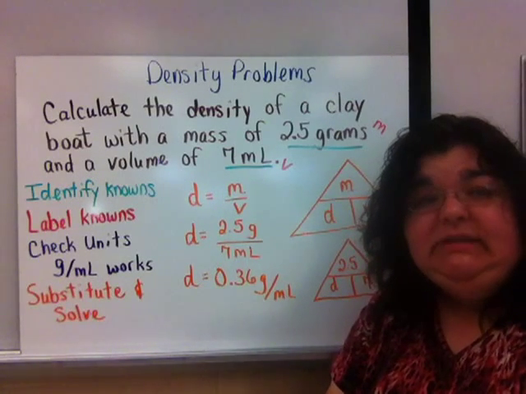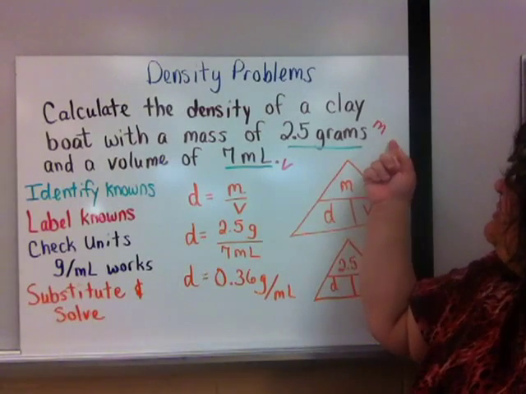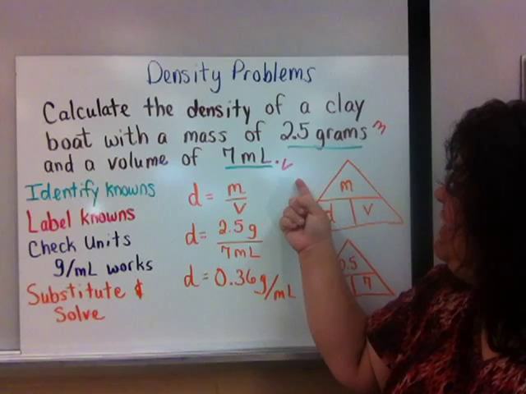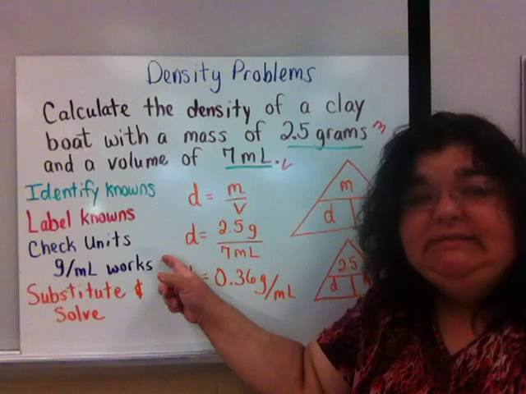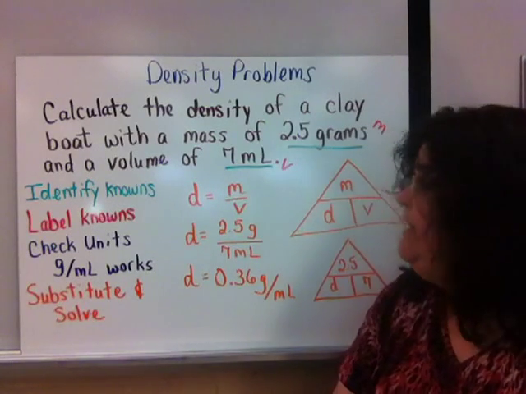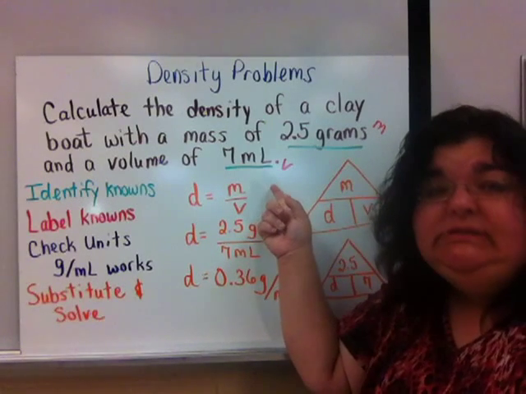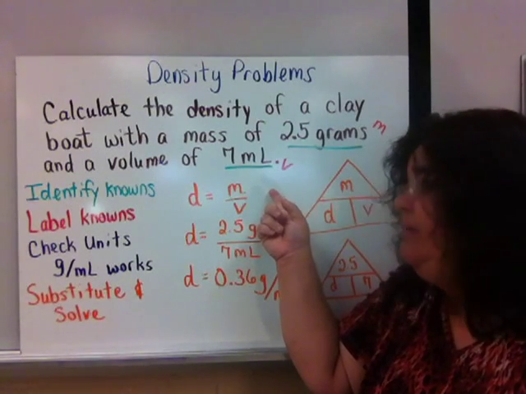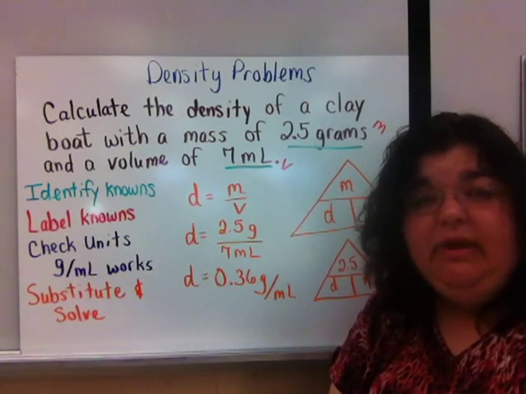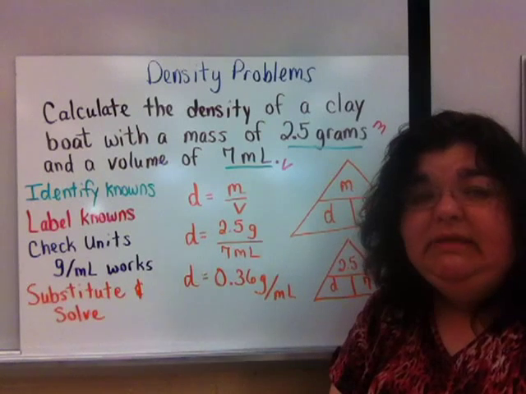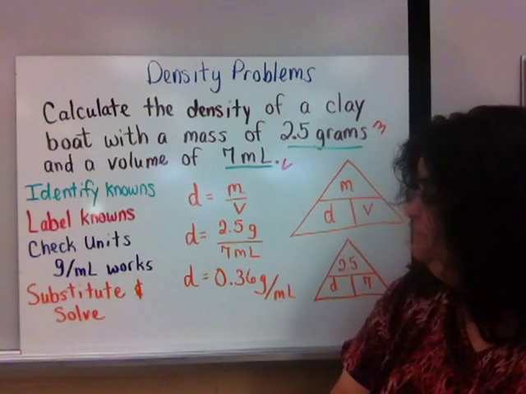My second step is to label those knowns. What do they measure? Well, grams measures mass and milliliters measures volume. My third step is to check my units to see if I have anything I need to fix. Well, grams is a small measurement of mass and milliliters is a small measurement of liquid volume, so those two work together. If one had been kilograms and the other had been milliliters, I would need to change one of those so it would match the other one.